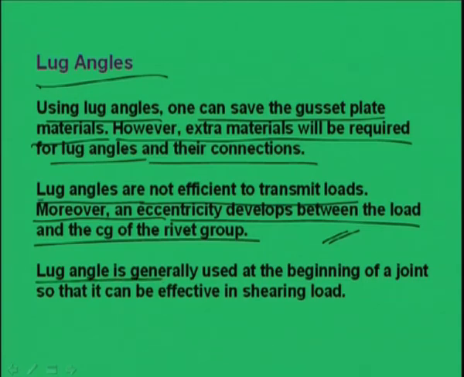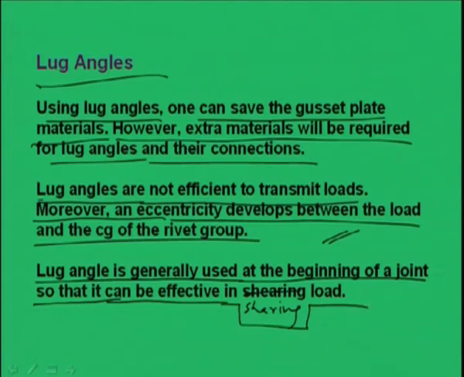However, a lug angle is generally used at the beginning of a joint, so that it can be effective in sharing loads. However, it is not efficient in transferring the load, and it also develops some sort of eccentricity between the load and the CG of the rivet group. So generally, unless it is very much required, we avoid this.